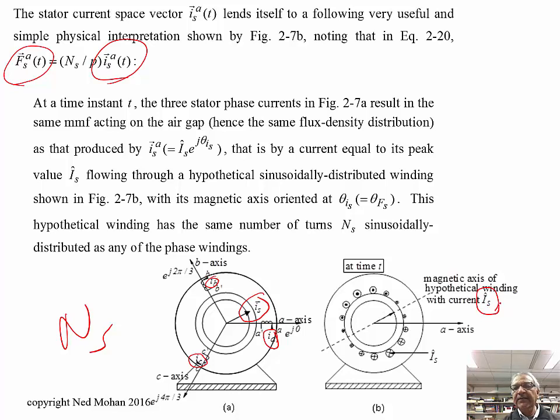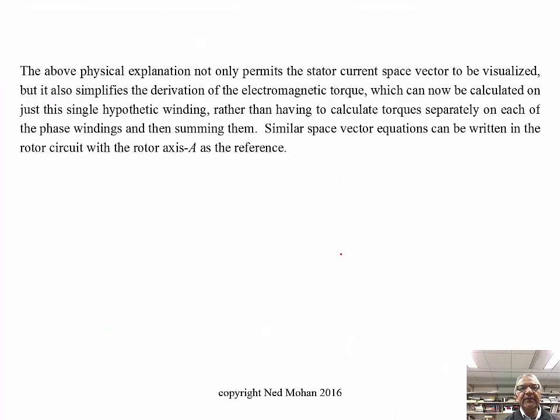I shouldn't even say current peak. Current peak is the peak of this i_s space vector, but that is the current that is flowing through here. And again, this hypothetical winding is sinusoidally distributed, and therefore the circles are of different sizes over here. You can clearly see that the magnetic axis is along here, which is the same as the axis of this current space vector here. So that is really the physical meaning.